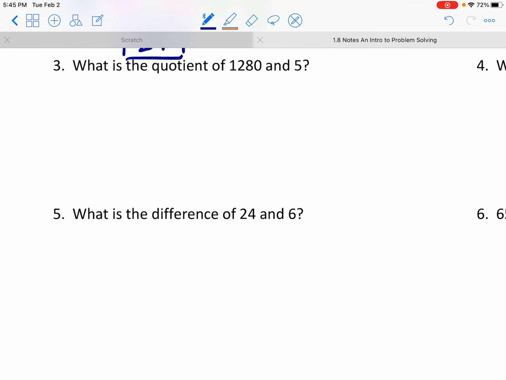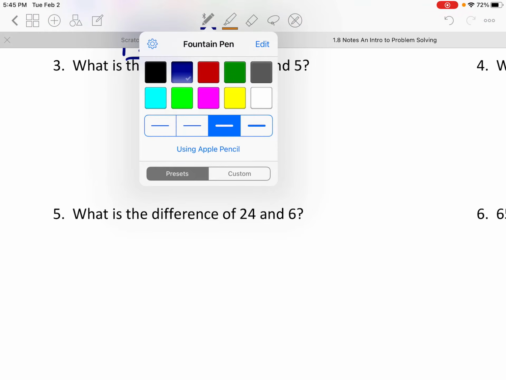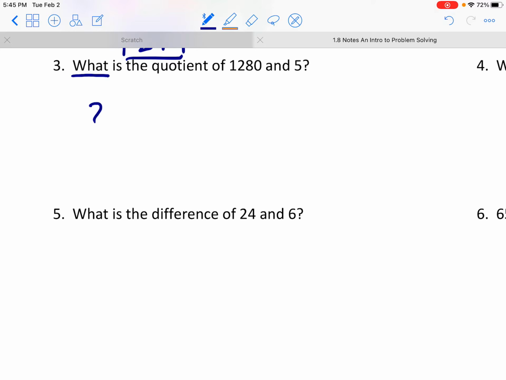So 3 says, what is the quotient of 1,280 and 5? So what? That is our question. Is, that is our equal sign, and then it says the quotient of. The quotient of means we are dividing two things, and we can use our division symbol or we can use a fraction bar. I'm going to use a fraction bar, although it doesn't matter, they're the same thing. We need a fraction bar, and the question is what goes on top of the fraction and what goes on the bottom.